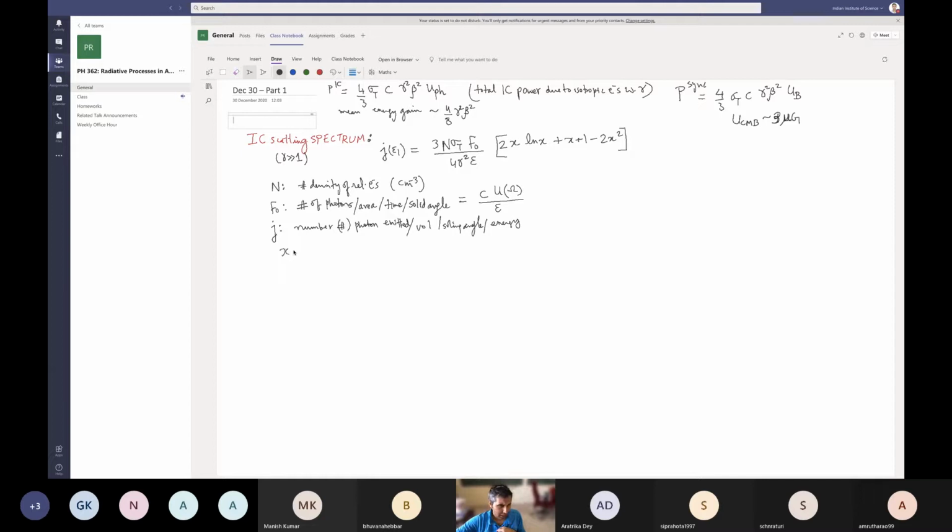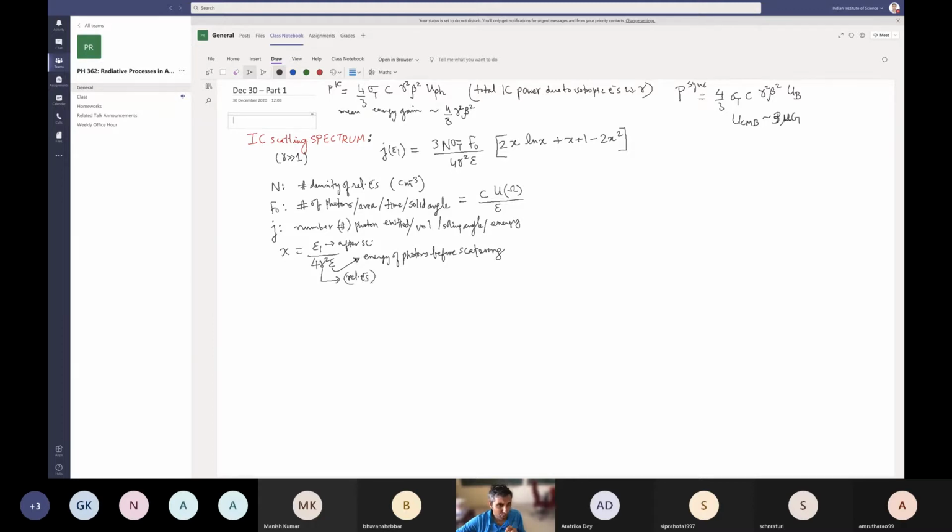So x is equal to epsilon 1 by 4 gamma squared epsilon. What is epsilon? Epsilon is the energy of photons, seed photons, before scattering. And epsilon 1 is after scattering, and this gamma is of course for the relativistic electrons. What is their gamma factor?